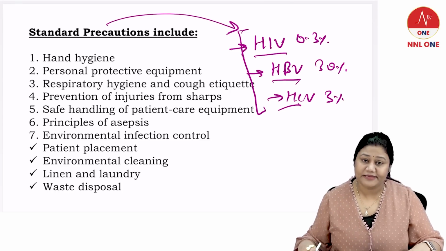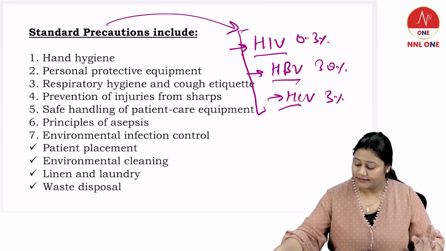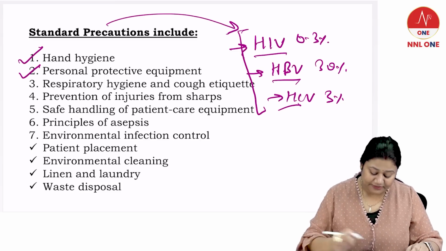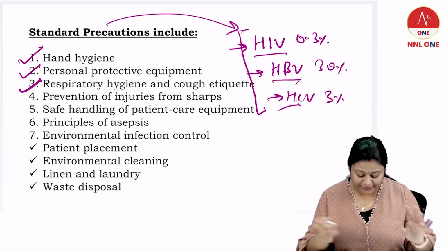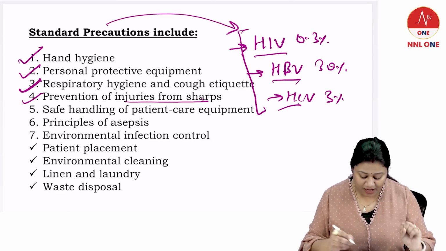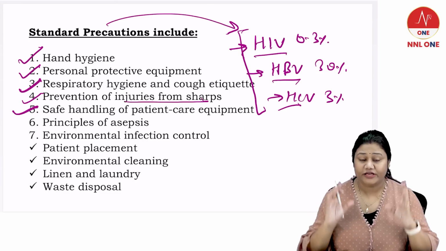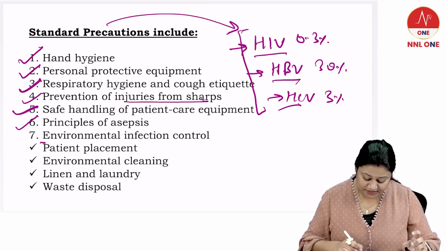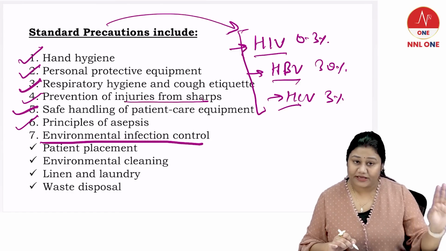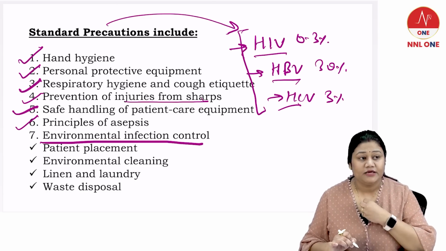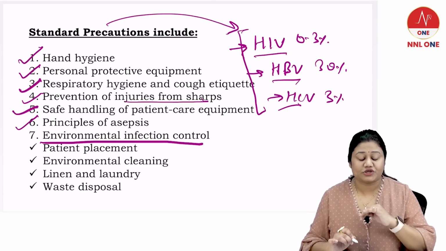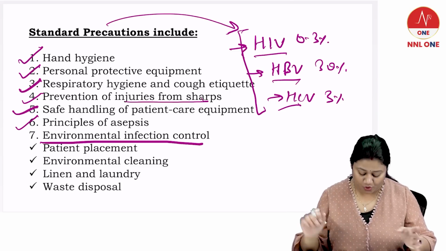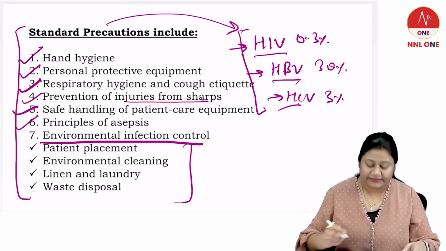Now, what are the elements that come under standard precaution? The elements are hand hygiene, which is very important, personal protective equipment, respiratory hygiene and coughing etiquette, prevention of injuries from sharps, safe handling of patient equipment, which we need to make sure is properly sterilized and disinfected, principle of asepsis, and lastly environmental infection control. Patient placement: the patient should be placed as per the infection they have. If the patient has an airborne infection, then we have to place the patient under airborne precaution. So these are the standard precaution elements.